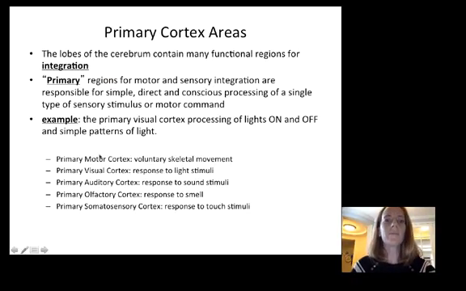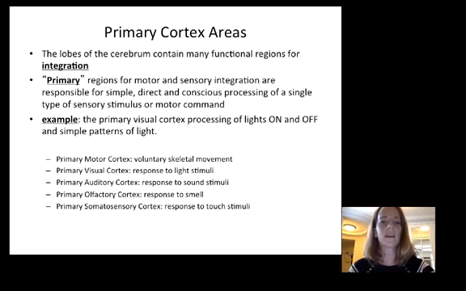Okay, the cerebrum can be divided into primary and other areas. So we generally refer to these as primary cortex areas. The lobes of the cerebrum have different functional regions for the integration of the information that is being processed within the cerebral cortex. Often the cerebrum is just shorthand referred to as cortex. You'll hear that a lot. Primary regions are responsible for very simple, direct, and conscious processing of a single type of stimulus or command.